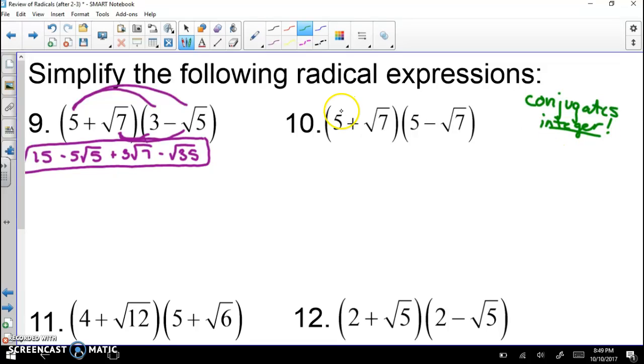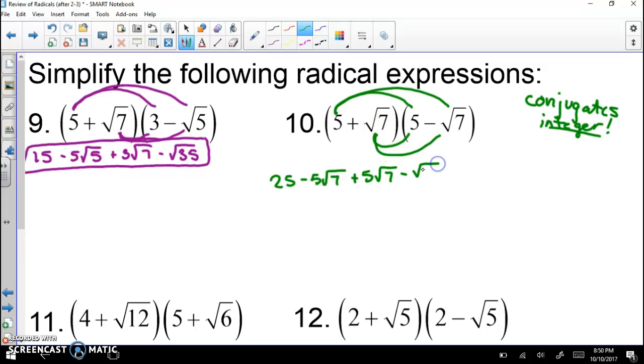So if we start the process, first terms, 5 times 5 gives us 25. We move to our outer terms, 5 times negative square root of 7. Since we can't multiply them together, we just write it as negative 5 square root of 7. We multiply our inner terms, 5 square root of 7. And then our last terms are going to give us negative square root of 49.